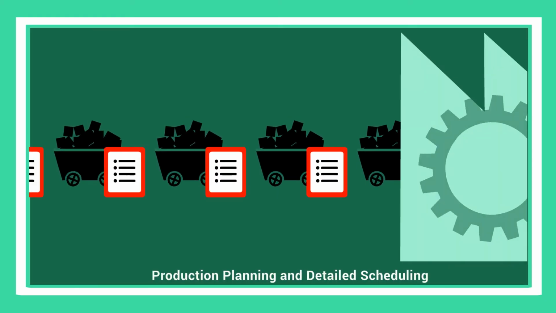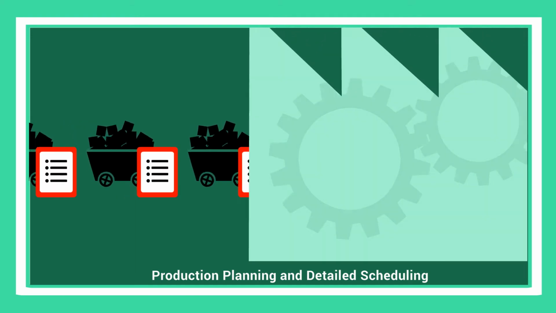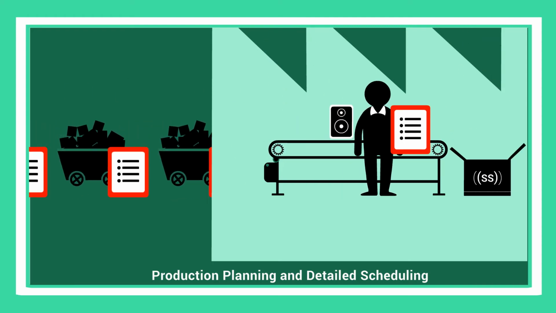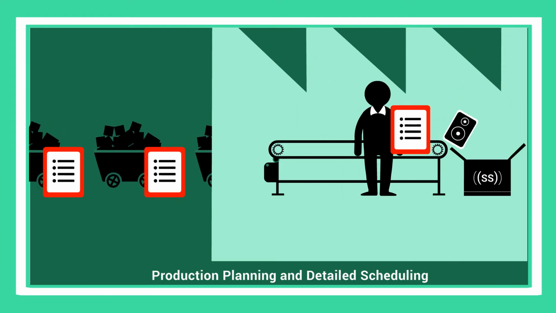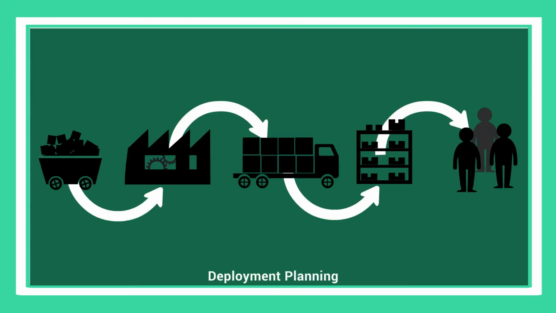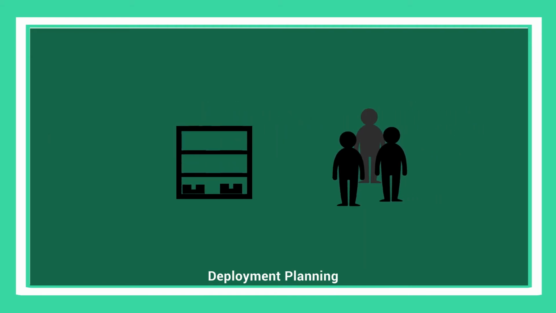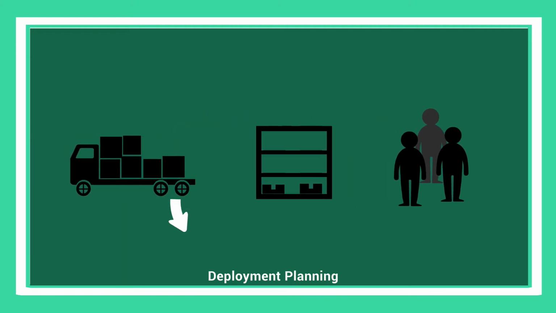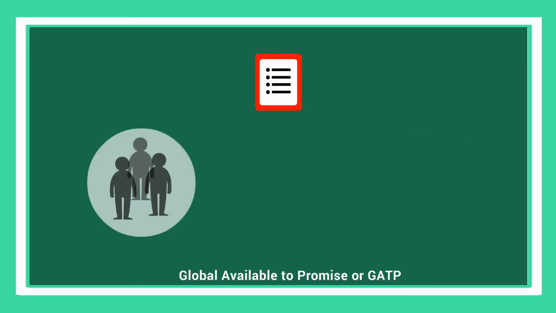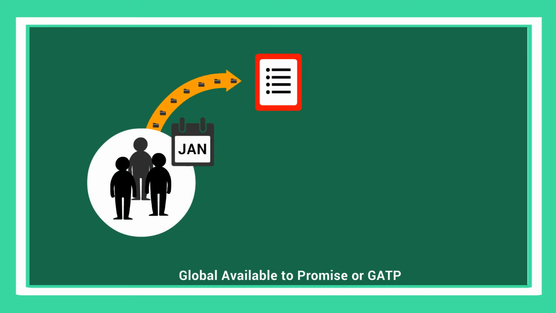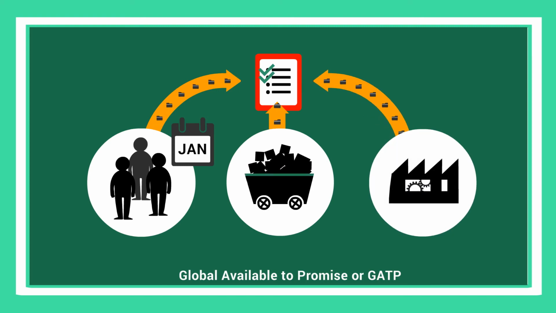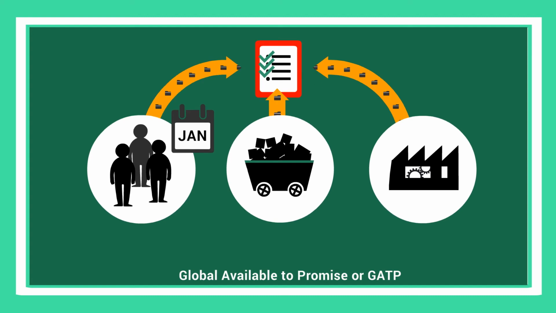Production planning and detailed scheduling, or PPDS, helps you create external procurement to meet product requirements or create procurement proposals for in-house production. Once the SNP or PPDS planning is complete, deployment planning is used to adjust stock transfer and thereby align demand with supply. The Global Available to Promise, or GATP feature, on the other hand, helps you to check whether sufficient material is available to complete an order at the requested time or date.